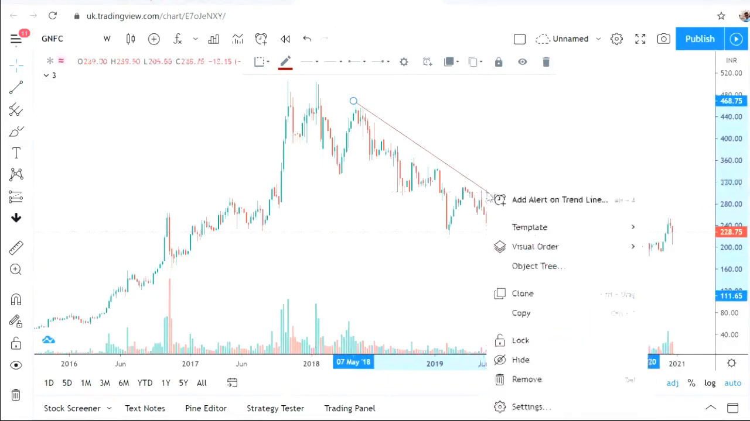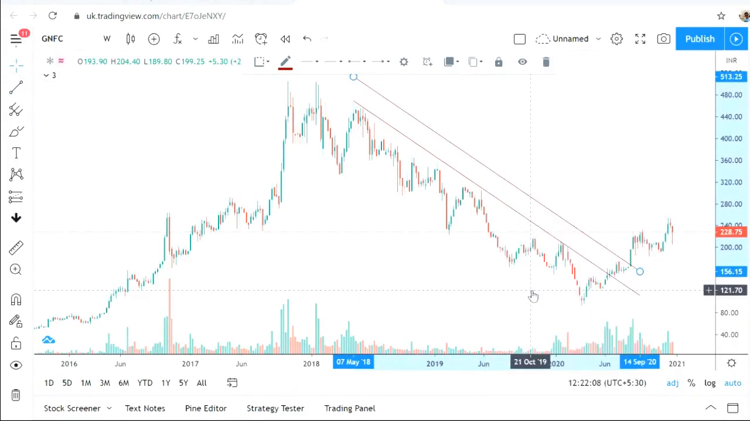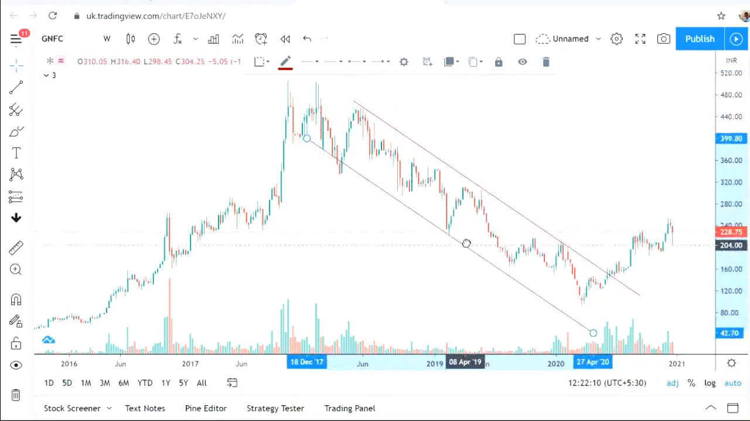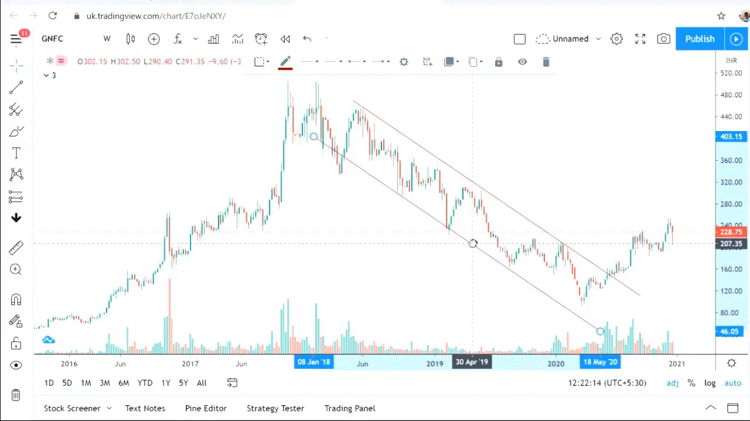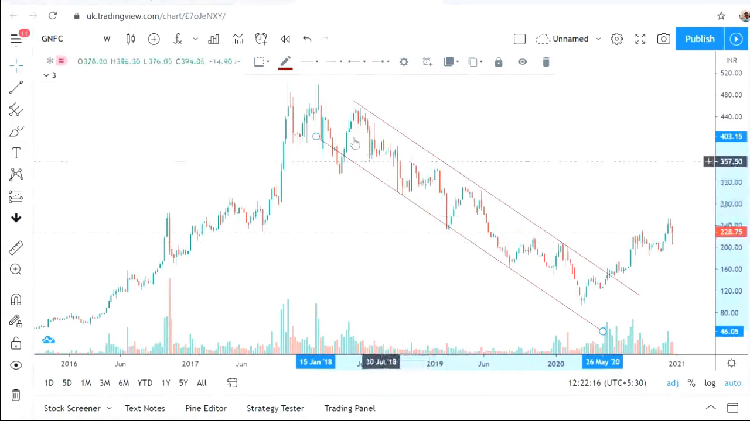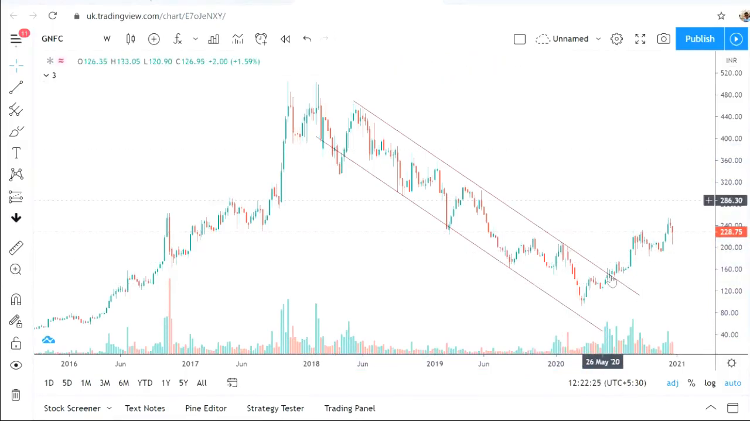Now what you do is, you right click and do clone. You get a parallel line. You drag that, and you don't have to force fit it. If it fits, then it's fine. See here it fits very well. This is the first touch point, second touch point, third touch point. This is a valid parallel line.